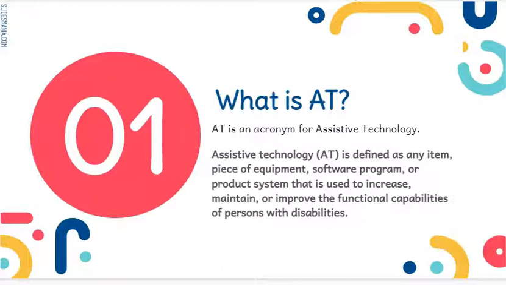What is AT? AT is an acronym for assistive technology. Assistive technology is defined as any item, piece of equipment, software program, or product system that is used to increase, maintain, or improve the functional abilities of persons with disabilities.